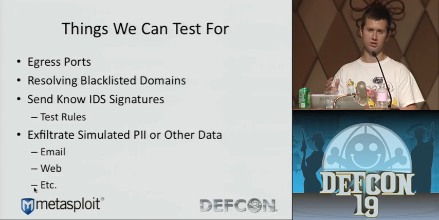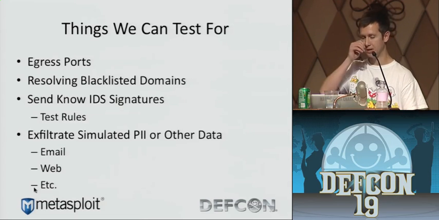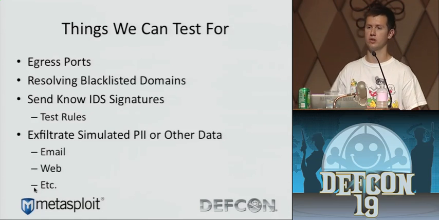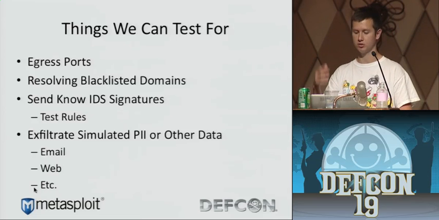So there's really good stuff that we can begin to test in a simulated fashion rather than having to actually use data. So I wrote a module to do email, and basically what it does is it will send the simulated PII data, and you can set it to do, for instance, Gmail. So it'll connect to a Gmail server and actually send out via email a group of credit card numbers or whatever.